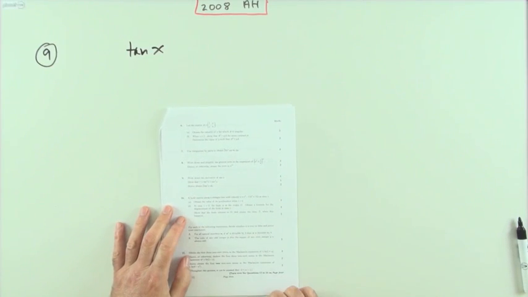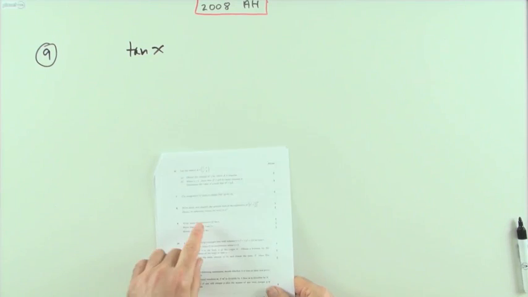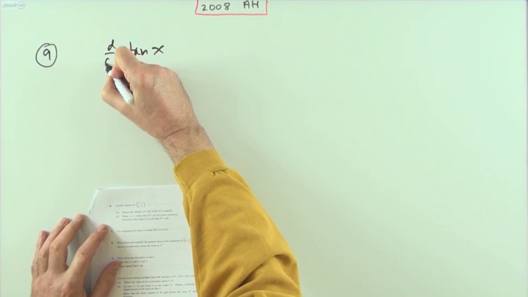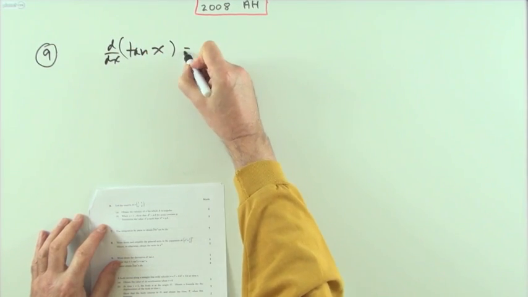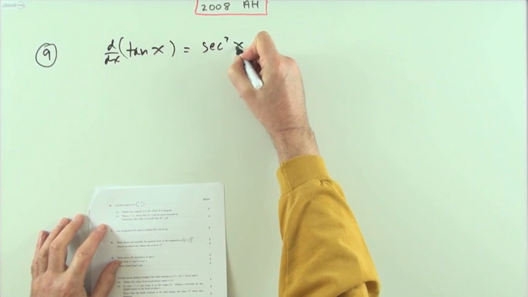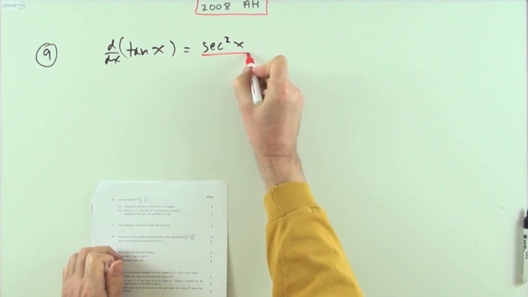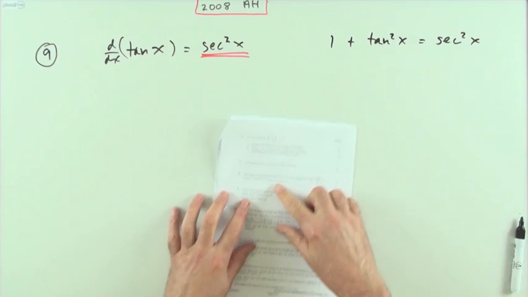Number 9. Very short little question, 4 marks. Write down, for 1 mark, the derivative of tan x. That's very handy. So the derivative of tan x is simply sec squared x. That was 1 mark in a fraction of a second.